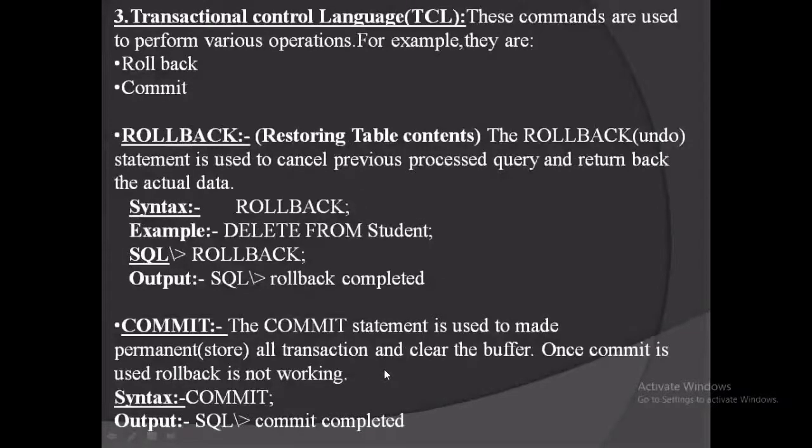Next, transaction control language. These commands are used to perform various operations. For example, rollback and commit. Rollback means restoring table content. That means undo. The statement is used to cancel the previously processed query and return back the actual data. Syntax is rollback semicolon. Example, delete from student. After the rollback command, rollback is completed and the data is restored.